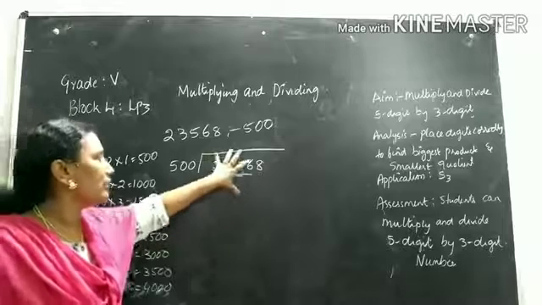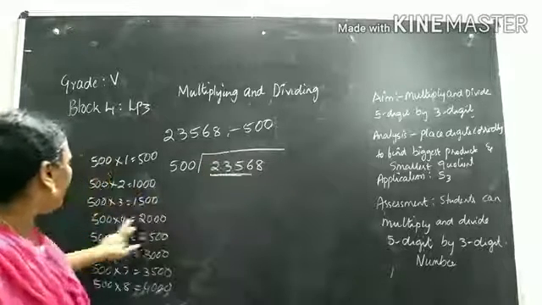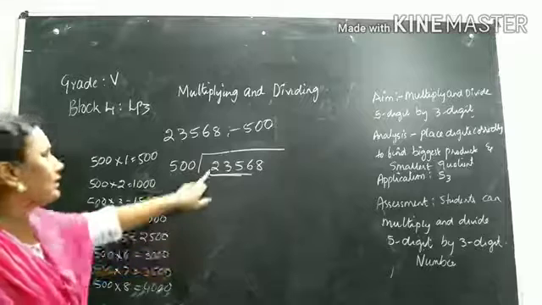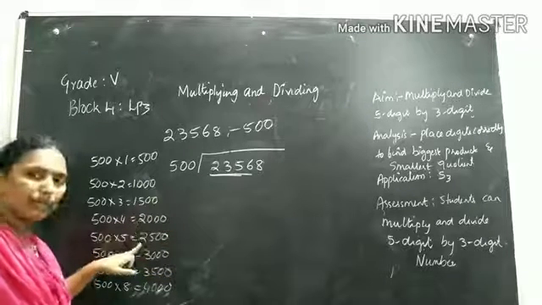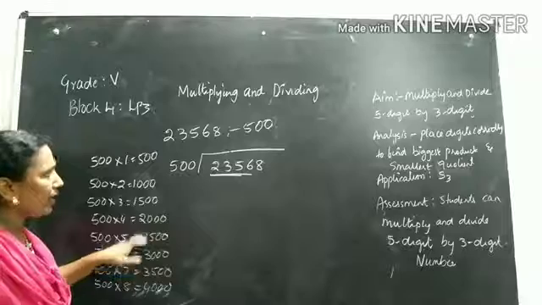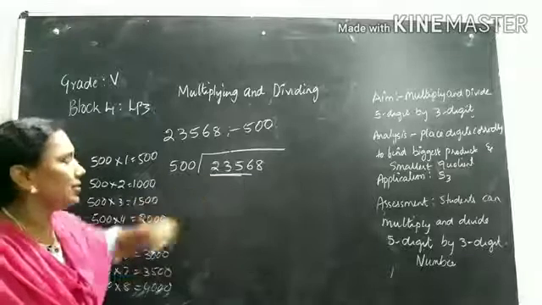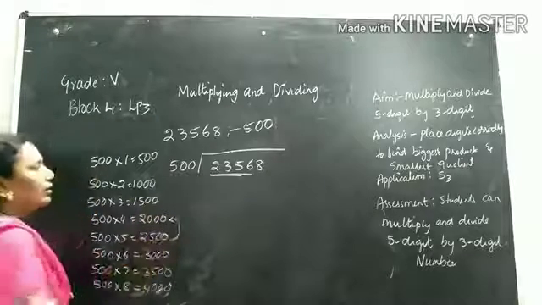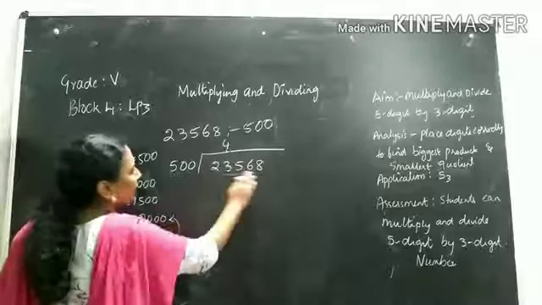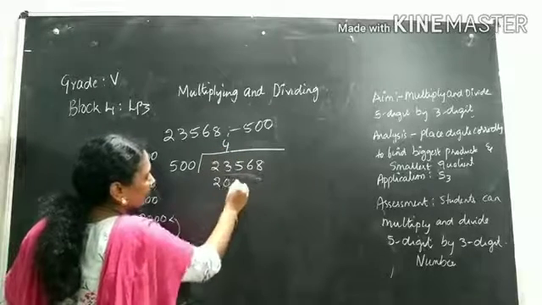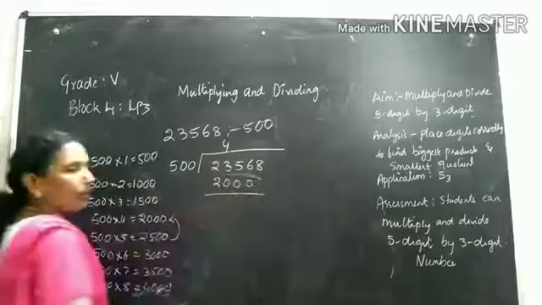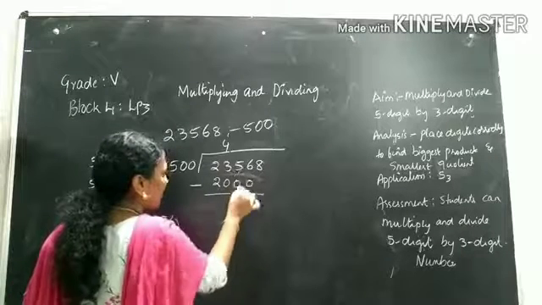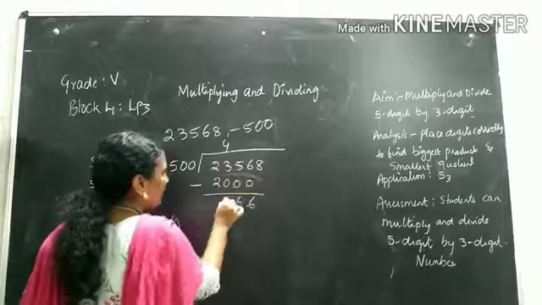I am going to compare this 4-digit number from 2000 to 2500. See here, this number lies between 2000 and 2500. But 2500 is greater than 2358. So I am going to take the before number. 500 4s are 2000. Okay, minus. 6 minus 0, 6, 5 minus 0, 5 and 3 minus 0, 3.